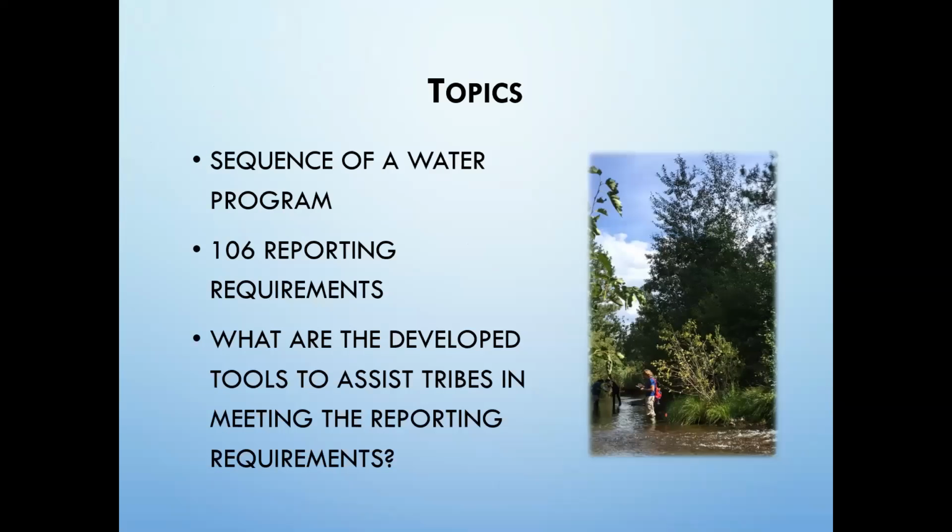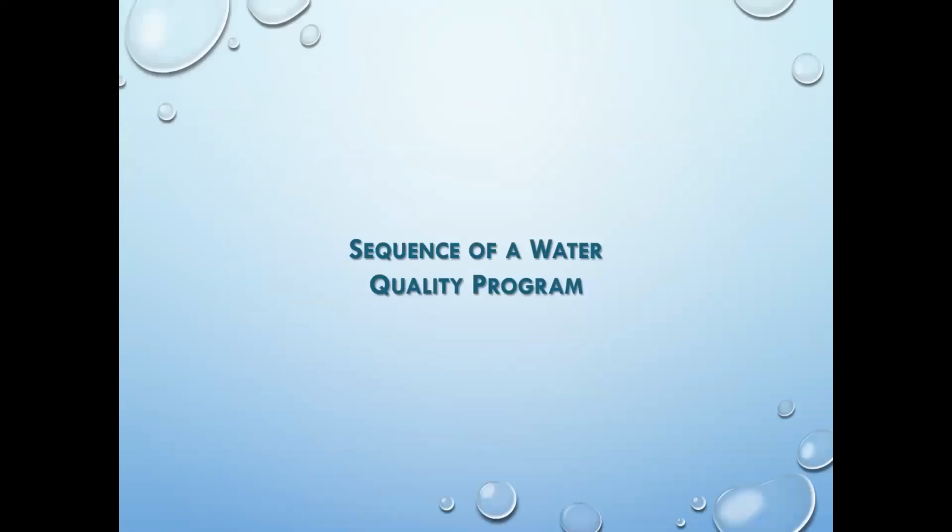So this is an overview of what we will cover today. We're going to walk through the Clean Water Act 106 program and all of the reporting requirements, as well as some tools developed to help you meet these requirements. We're going to go over the sequence of a water quality program. This might look familiar if you have been to a 106 presentation before, but it's a really important one. And these steps are important to keep in mind as you work on your 106 program, whether you're just starting out or you have been working on a program for many years.